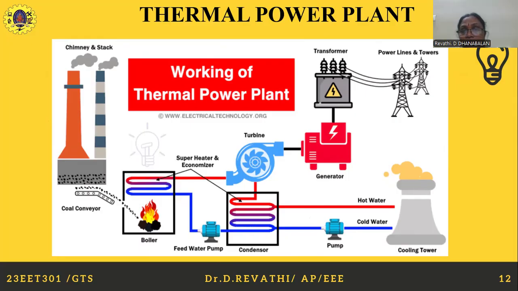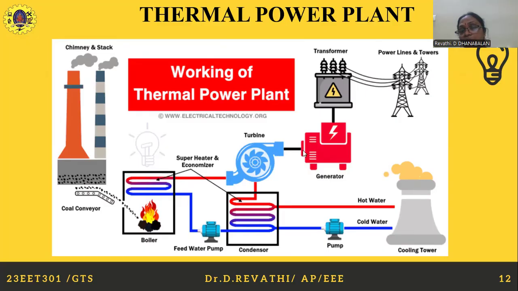So this is how all the components of the power plant work together. First, we boil the coal, the fuel, and it is converted into steam. The steam goes through the superheater, where wet steam is converted into dry steam, and the dry steam flows through the turbine, and the turbine starts to rotate.